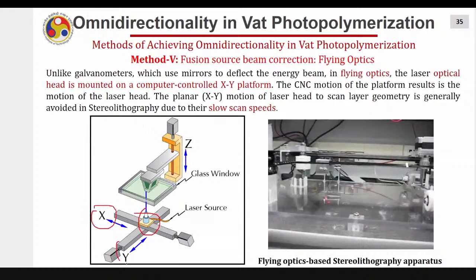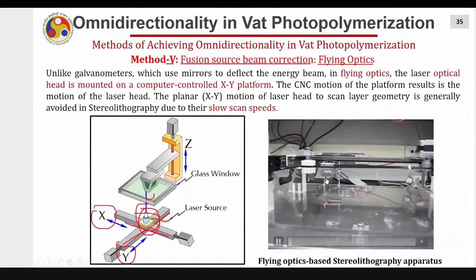For example, here there is a motor attached with a lead screw. It is moving in the X direction, it is moving in the Y direction. Hence, the laser beam itself is moving. And if it is moving, it will always remain perpendicular to the bed. Hence, VD, VS and VF are 0, meaning they are consistent, and hence the process is omnidirectional. So this is the fifth method, the fusion source beam correction through flying optics. But you have to make a compromise on the speed.